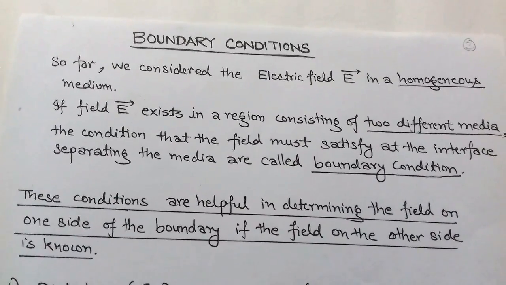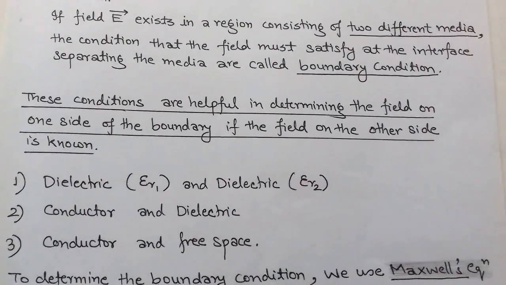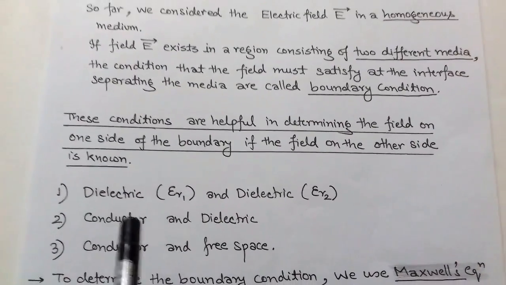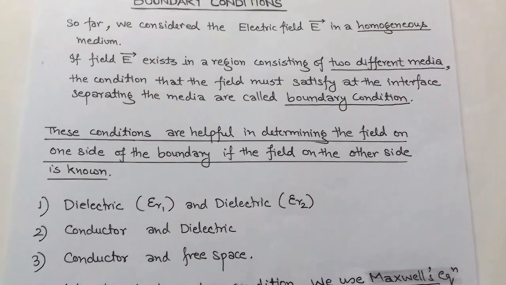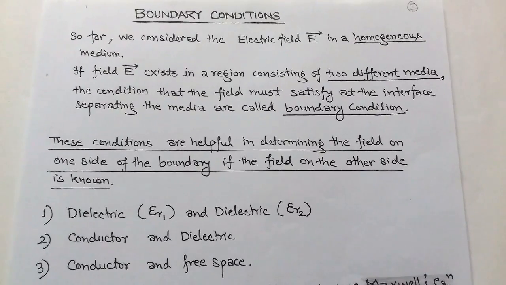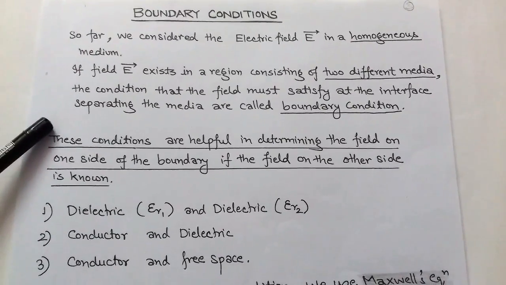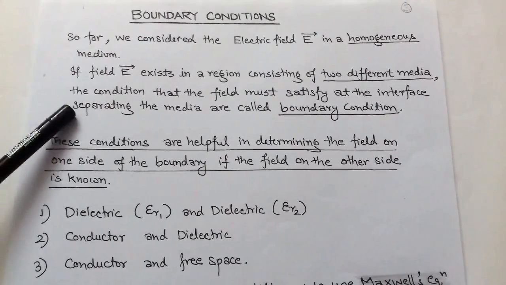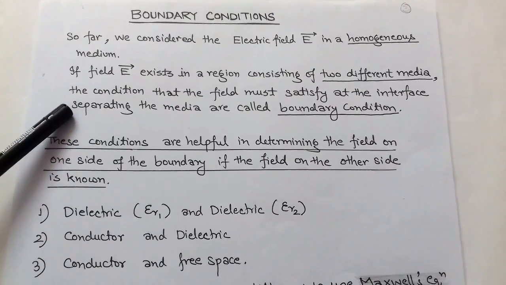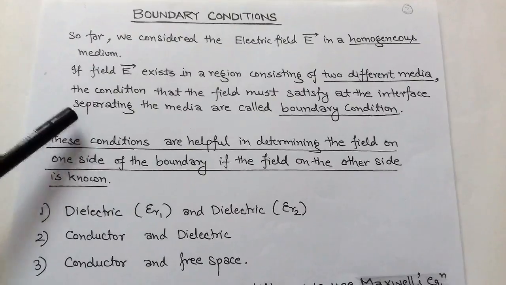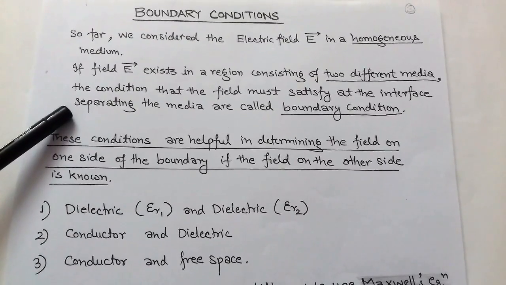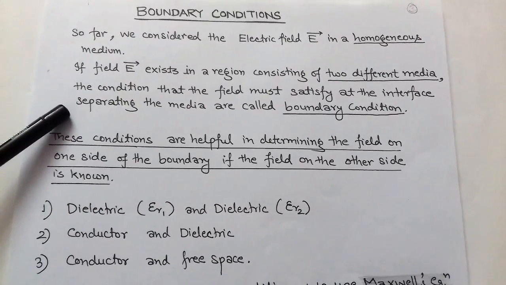it is a combination of two different media such as dielectric-dielectric, conductor-dielectric, and third, conductor and free space. So we have to find the conditions that the field must satisfy at the interface of two different media, and these conditions are called boundary conditions.